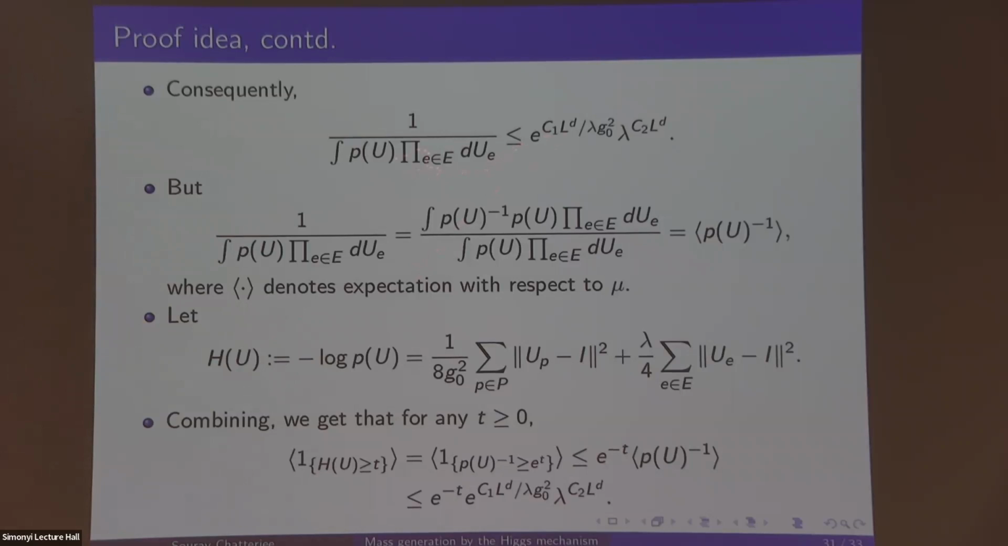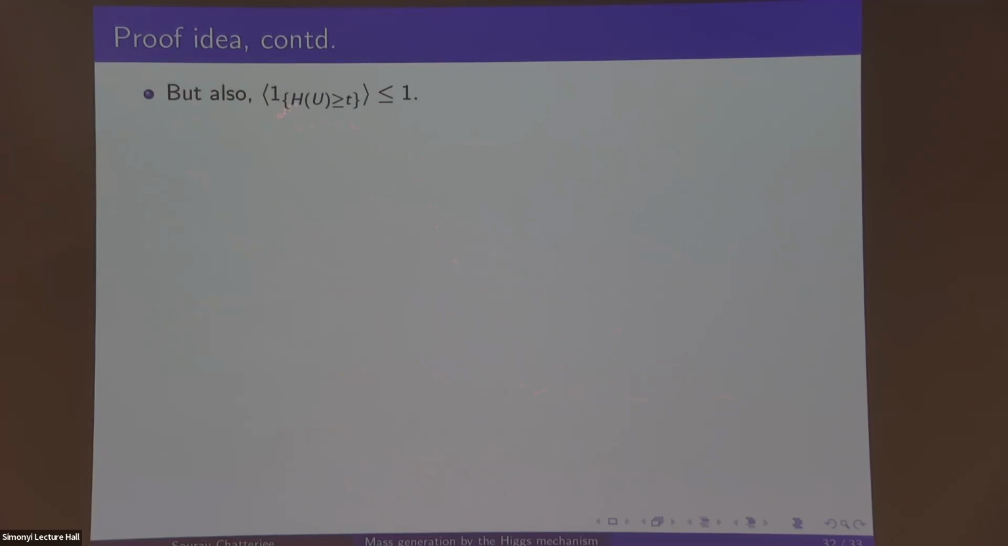In the previous slide, I showed that p_u is lower bounded by e to the minus this on the region where all the u's are close to identity, and that region has measure at least this. And so therefore you get this bound, and that's the expectation of p_u inverse, the expectation of the inverse of the probability density under this measure. And then you take h to be log of this p_u, which is just this, and you get this bound. But also this is less than or equal to 1, obviously. It's the expectation of a random variable which is at most 1.